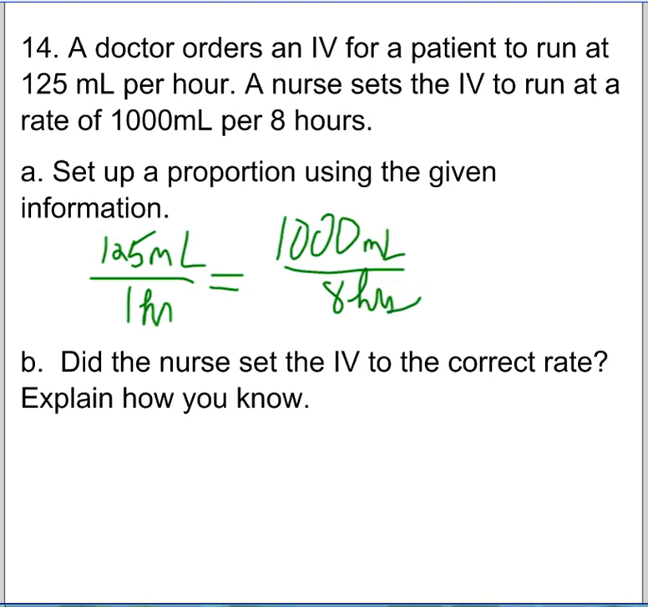Okay, there's our proportion, and we're asked, did the nurse set the IV to the correct rate? Explain how you know. We can cross multiply for this one as well, and that would definitely tell us yes or no. Or you can look at this and say, the doctor's order is a unit rate. It's out of 1 hour. So we can turn the 1,000 milliliters per 8 hours into a unit rate by getting 1 in the denominator, dividing both of those numbers by 8.